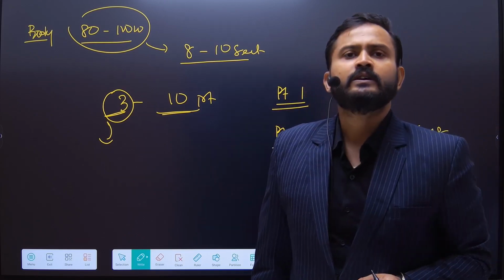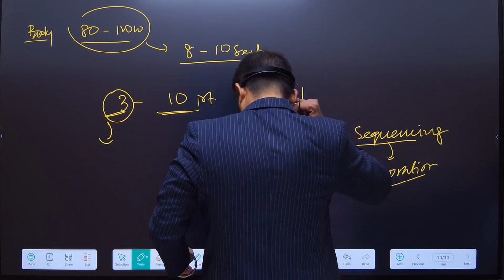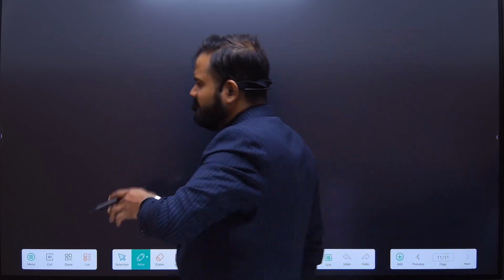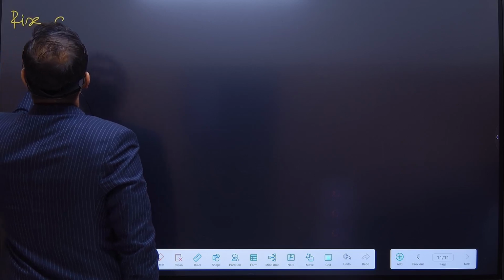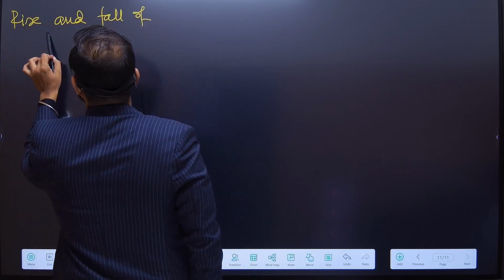We'll begin with today's session. We'll start with the component that is the rise and fall of Bengal.